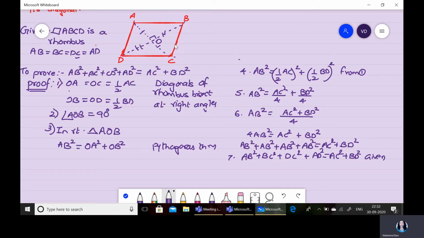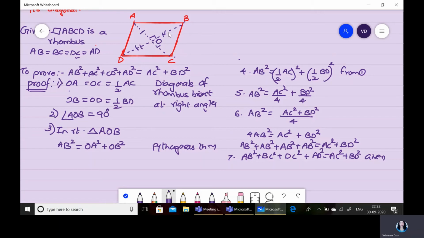That means if ABCD is a rhombus, then the sum of the squares of the sides of the rhombus equals the sum of the squares of the diagonals. You can prove this alternatively by taking each right angle triangle. I will not solve the alternative proof, but I definitely want you to make a try.